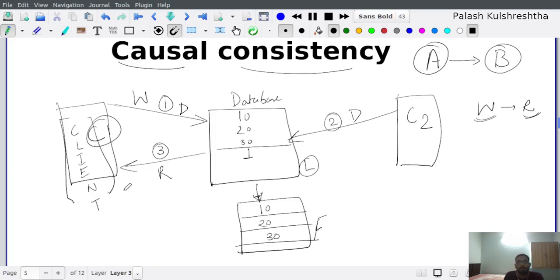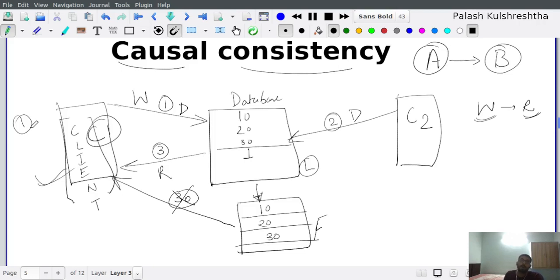And when the client C1 is going to read from the follower, it is going to get the latest value of this database as 30, which is wrong in the client's context because it knows that it has written value 1 and it wants to get that value from the database. Now here is the problem that we are trying to solve.